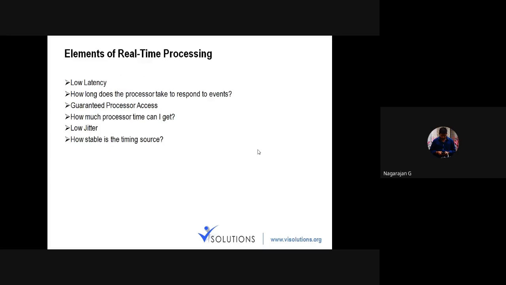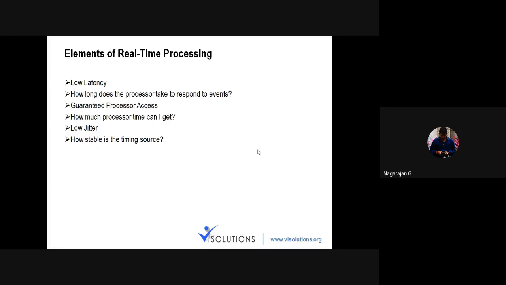Now these are the elements of real-time processing. As I said, low jitter and low latency. Latency is the time taken to give a response for a given amount of time, that is, how long your processor takes to respond to an event. And then guaranteed processor access. So these are the reasons we go for a real-time operating system.